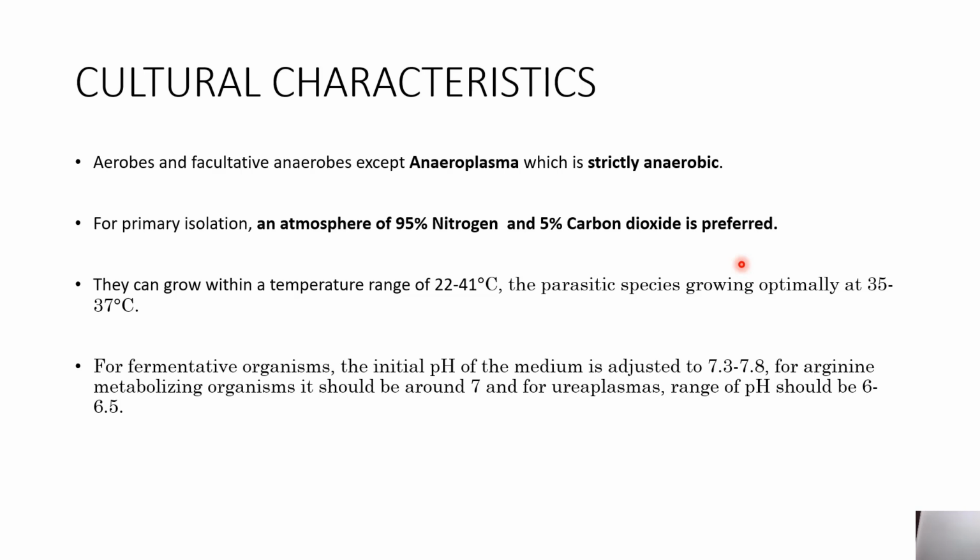The parasitic species grow optimally at 35 to 37 degrees Celsius. For fermentative organisms, the initial pH of the medium is adjusted to 7.3 to 7.8. For arginine-metabolizing organisms, it should be around 7, and for ureaplasmas, the pH should range from 6 to 6.5.